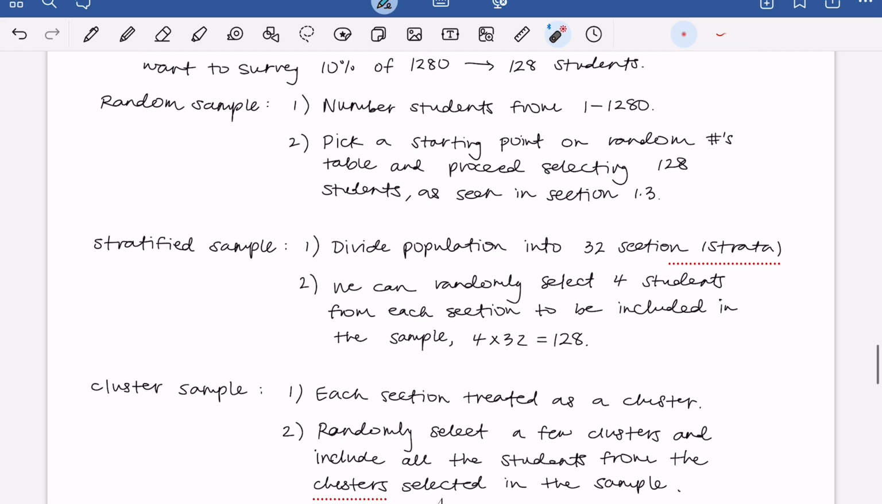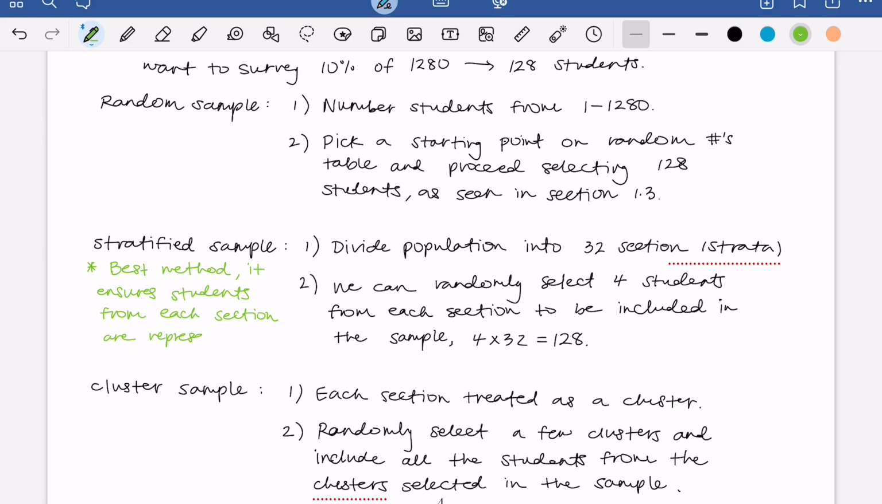And the reason the cluster sample isn't best in this scenario is that it might introduce bias, similar to the random sample, especially if the selected clusters are not representative of the overall population. So I'll write that down here. We'll say this is going to be the best method. It ensures that students from each section are represented.